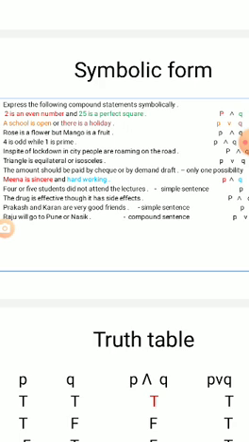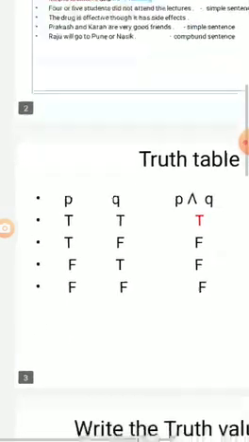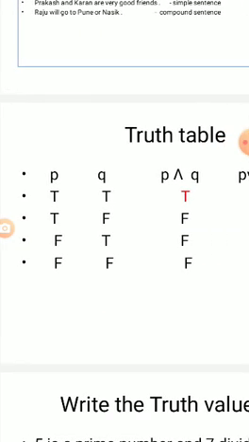Both true means T T. One is T, P is T and Q is F, or first P is F and the other Q is true, or both may be F. So that is what is shown in the truth table. So what will be the truth table here? Truth table, how many rows, how many columns? So consider first this truth table. Truth table for P and Q, P conjunction Q.